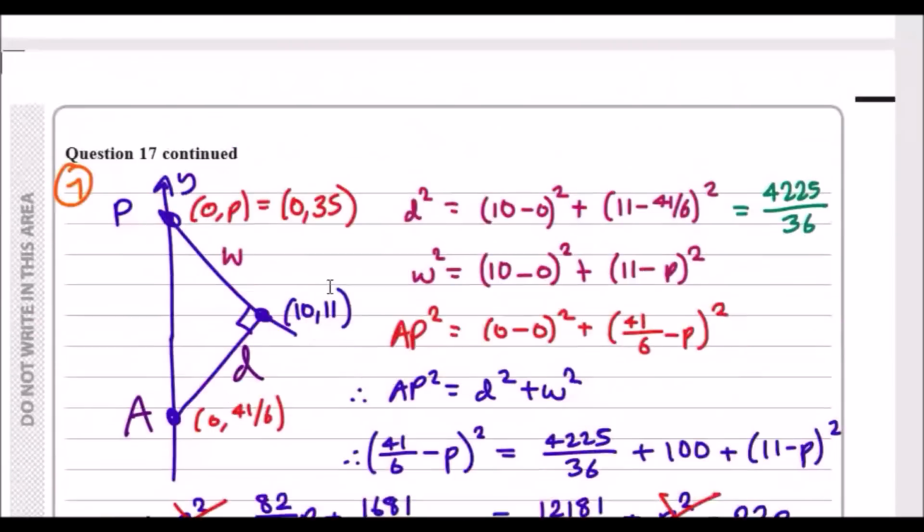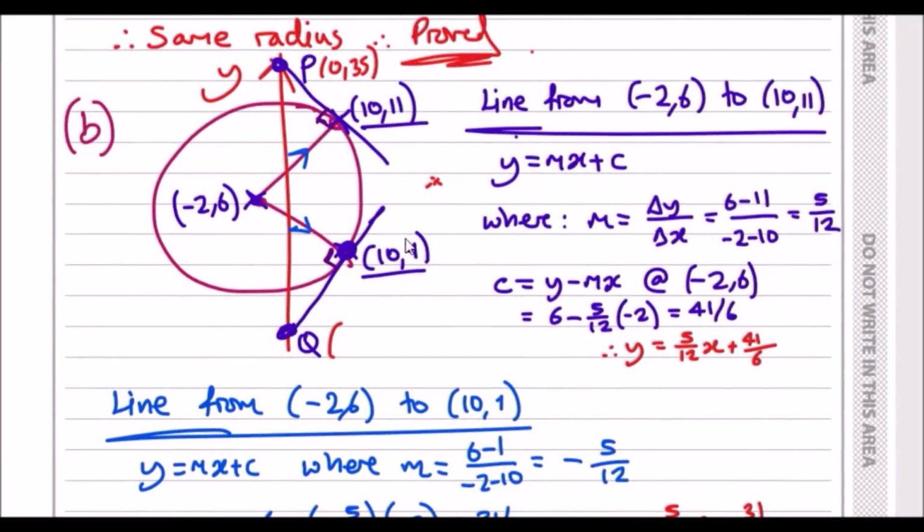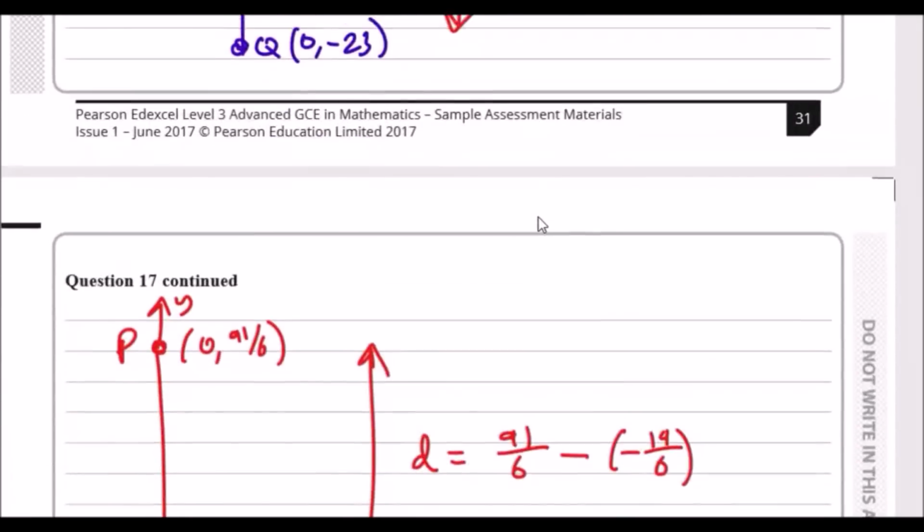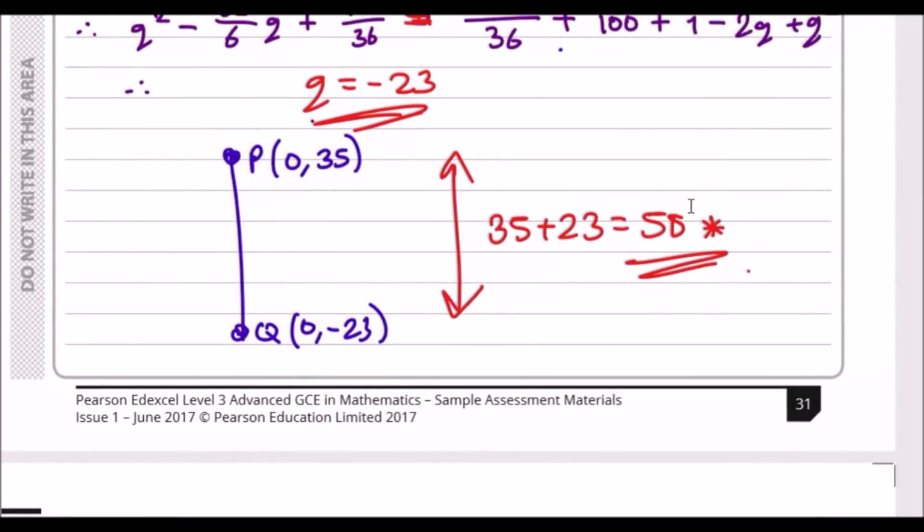And then you realize, okay, if this is 0 and minus 23, and because this is a vertical line, remember the y-axis is a vertical line, you could just subtract the y coordinates. So 35 minus 23 will give us 58. Done. And that's it, guys. That's literally all I can say for this question.